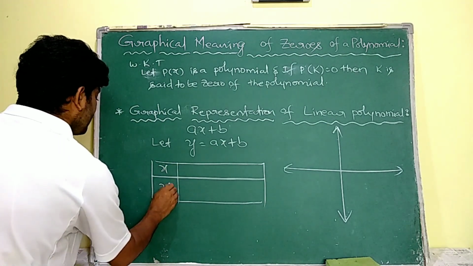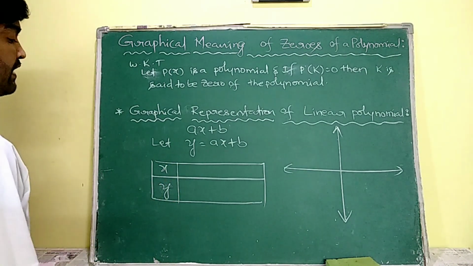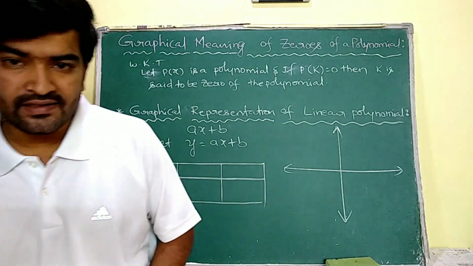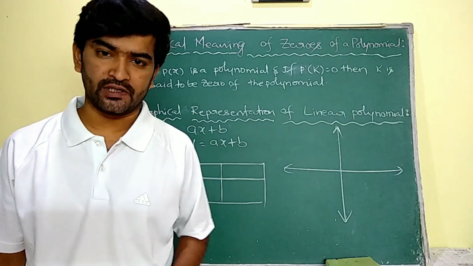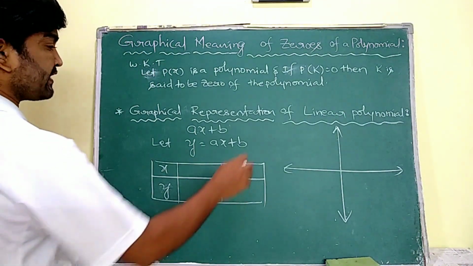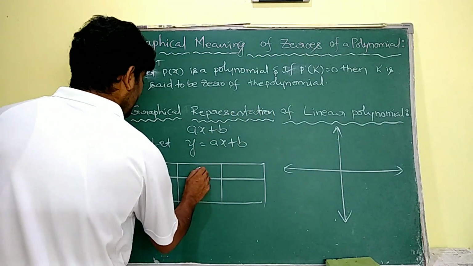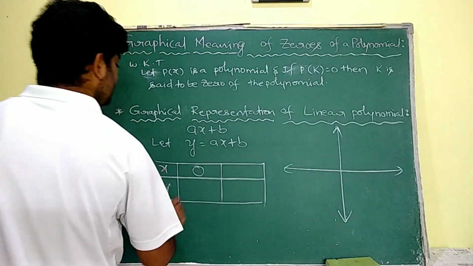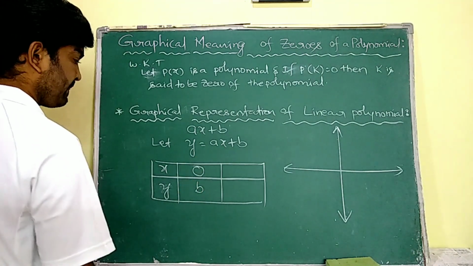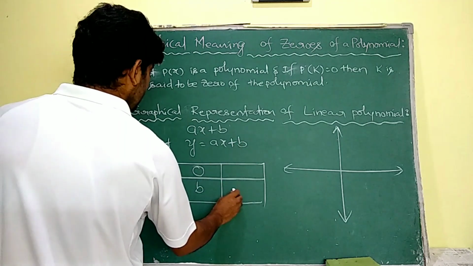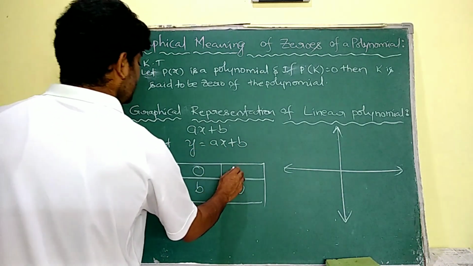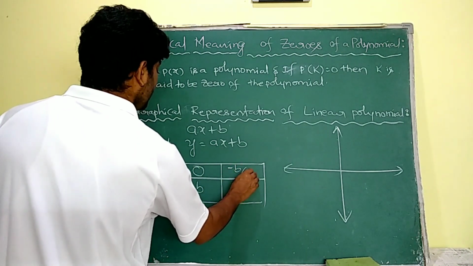First write x and y variables. We have to find 2 points, because to draw a straight line we need a minimum of 2 points. So we are going to calculate 2 points which can be plotted easily in the graph sheet. For that, just consider the x value as 0. If x value becomes 0, then y is b. Understand? Let us consider y value is 0. If y value is 0, then x is equal to minus b by a.